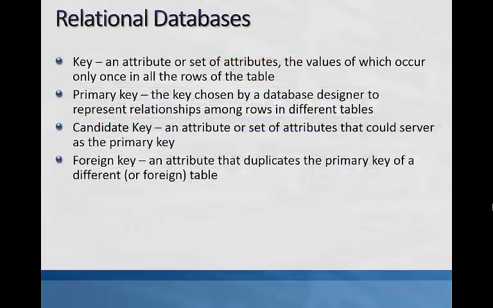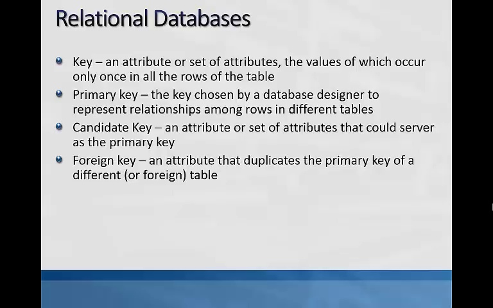Because keys are such an important part of a relational database, let's define a few terms about keys. A key is an attribute, or in other words, a column, or perhaps two or three attributes together which uniquely define a row. In other words, every row has a unique value for its key. Because the key value is unique for each row, we can use the key to find individual rows.